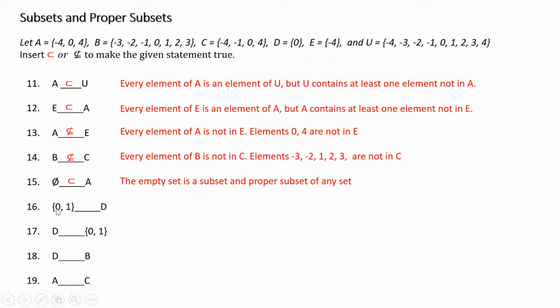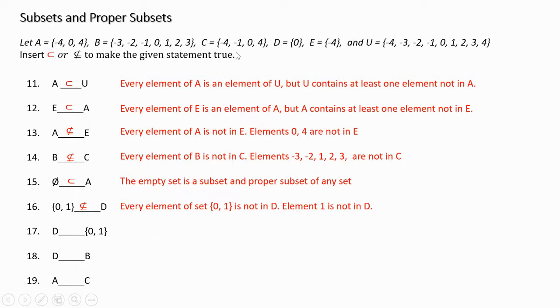Let's do number 16. The set containing the elements 0 and 1, let's see, D, is D, right? So this will be not a subset because 0 and 1 are not all in D, which is just 0. So this will be my correct choice, which will be not a subset. Element 1 is not in D.